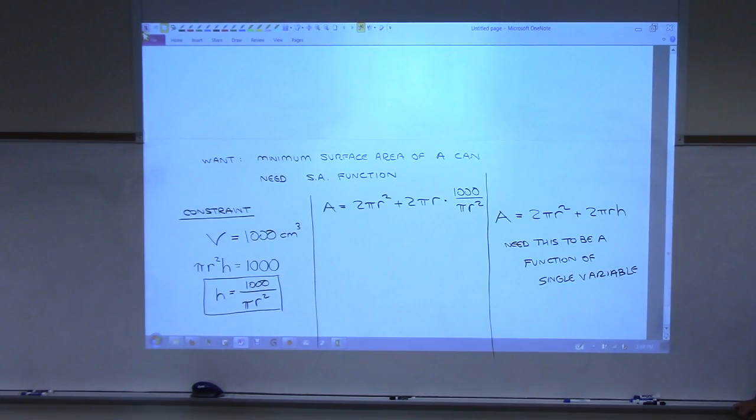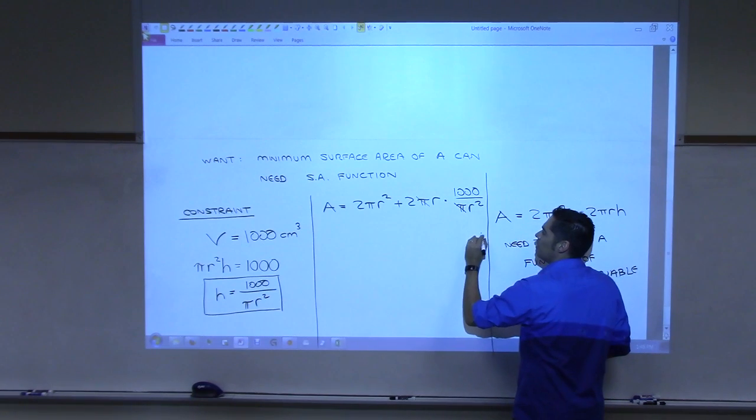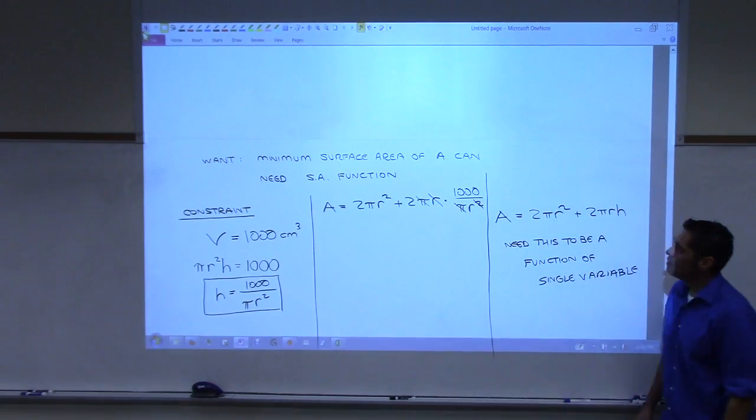Have I got it to a function of one variable? I do, right? It now just has r in it. A is now a function of r. I can also clean some stuff up, can't I? Got some pi's cancel, that's nice. I've got one factor of r that cancels, which is really nice.